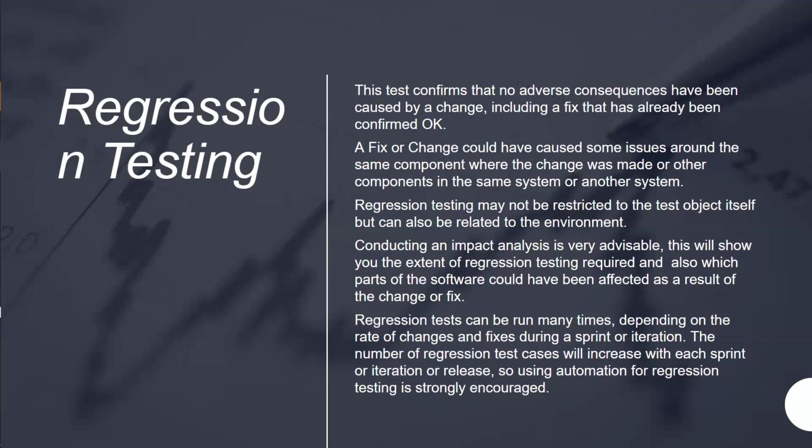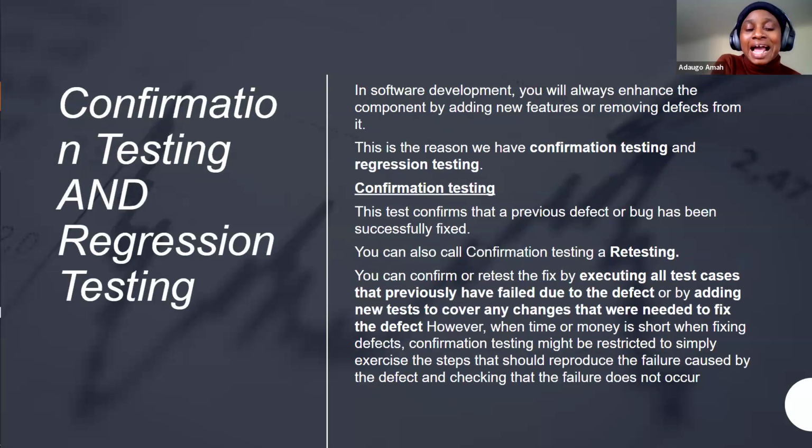I was thinking the big subject here is regression testing. So there are two. Let me go back to the slide: confirmation testing and regression testing. So confirmation is different from regression. Of course, it's different.